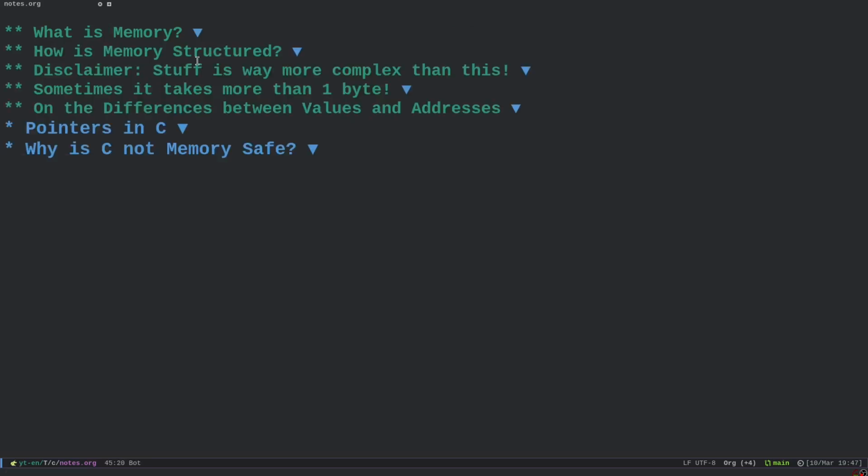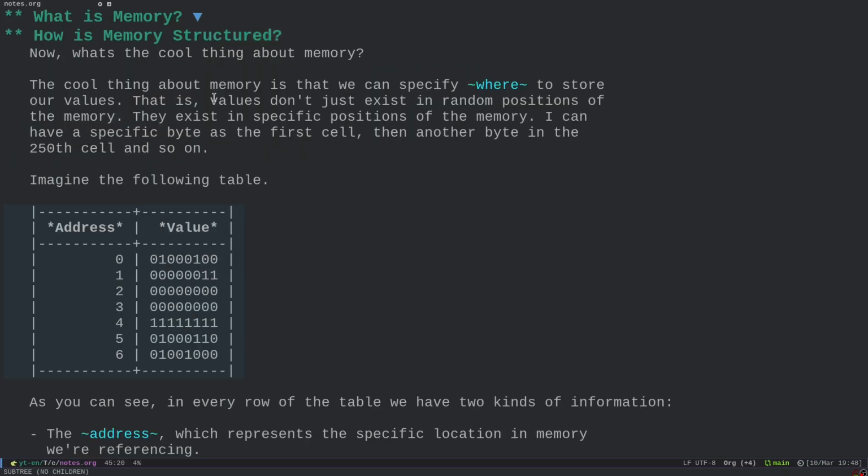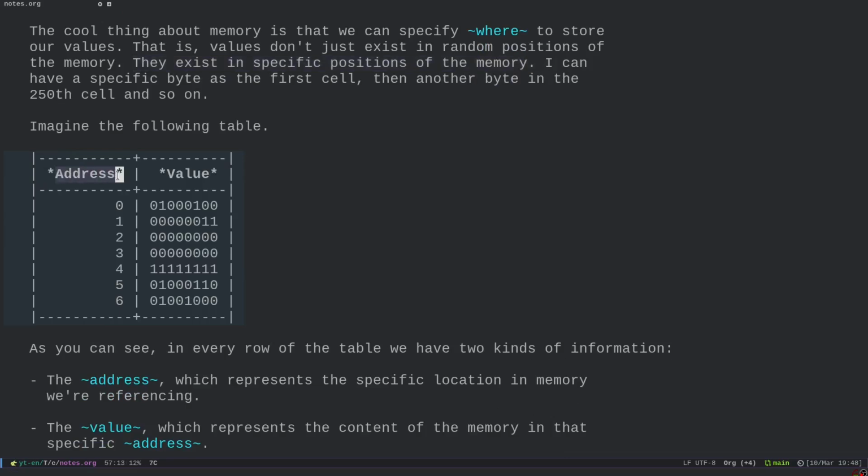Now, how is memory structured? What's the cool thing about memory? The cool thing about memory is that we can specify where we want to store our values. That is, values in memory, they don't just exist in random positions of the memory. They exist in specific positions of the memory. I can have a specific byte as the first cell, then another byte in the 250th cell, and so on and so forth. Imagine the following table. We have addresses on the left and values on the right. And each value belongs to a specific address.